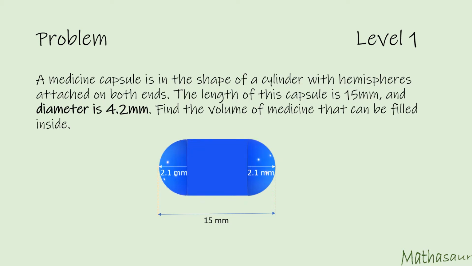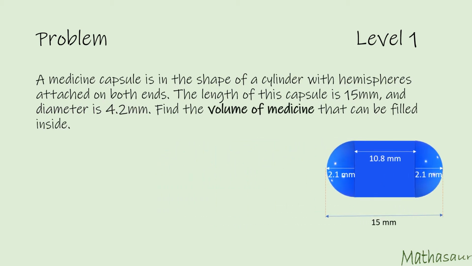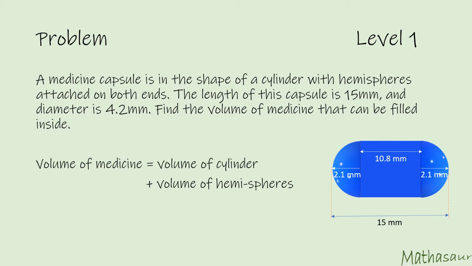Now we can see that the radius of both the hemispheres would be 2.1 mm each. Hence, the height of the cylinder would be 15 minus radius of both the hemispheres, or 10.8 mm. Now we have to find the volume of medicine that can be filled inside. Since the given solid is a combination of a cylinder and two hemispheres, the volume of medicine that can be filled inside would be equal to volume of the cylinder plus volume of the two hemispheres.